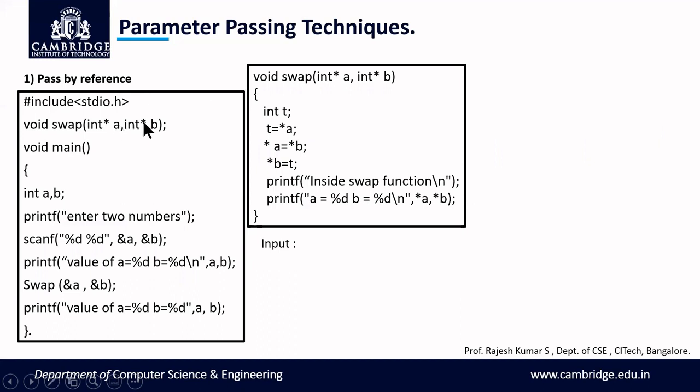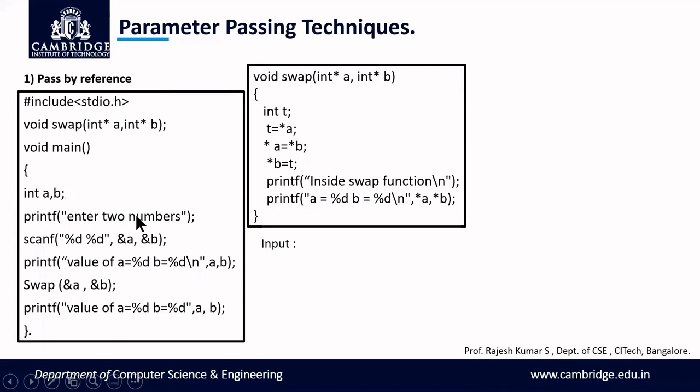Now A is a pointer, B is also a pointer, which is of the type integer. Now for this, swap is a function. For this function we have written the definition part over here, how swap should work. Now coming to the program, we have declared the variable A and B.